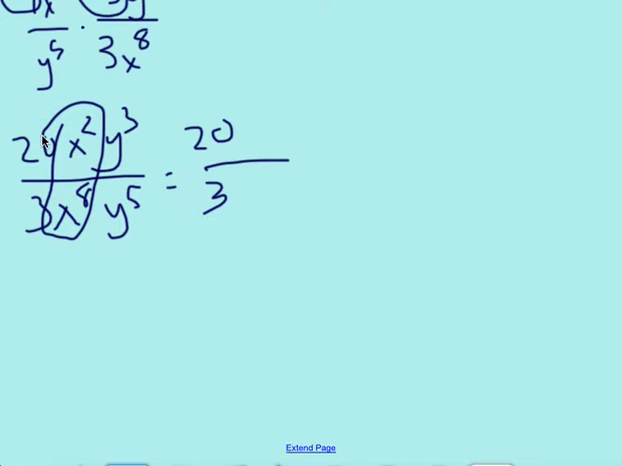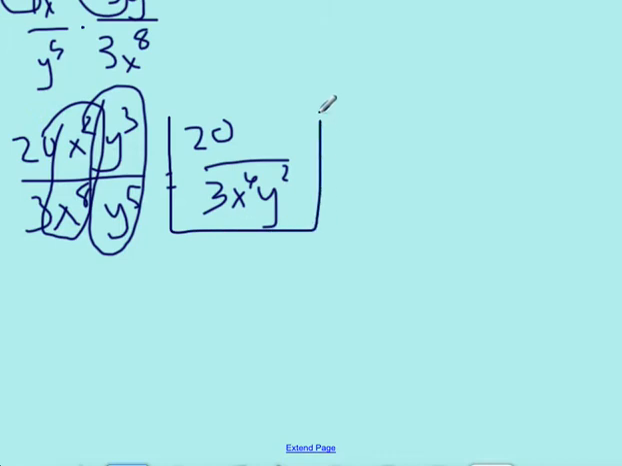Now x to the 6th is my larger exponent, so x to the 6th is going to go on the bottom. And then I have y to the 3rd divided by y to the 5th. Subtract those out and I get y squared. And so then y squared is on the bottom, okay, because that's where the larger amount of y's is.